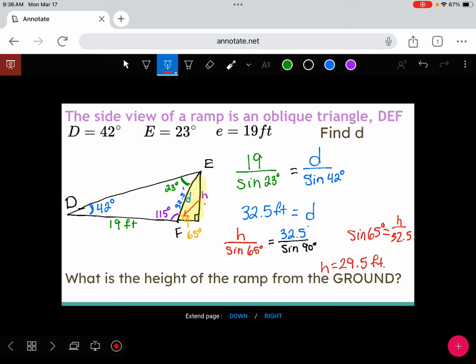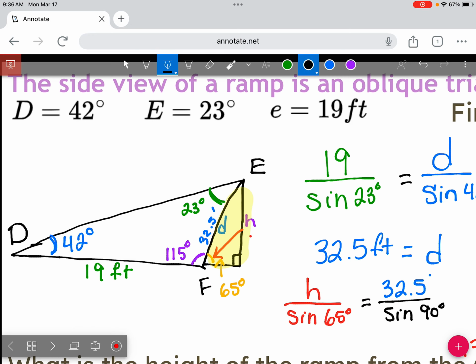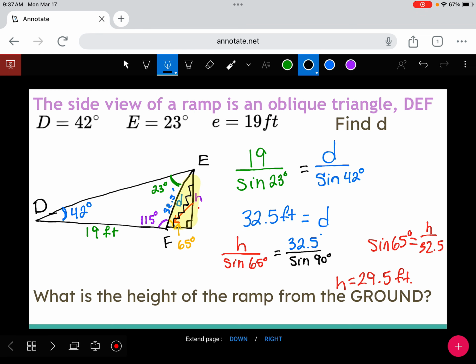That is how high this ramp is. What this is, if we had a staircase here, they couldn't actually take the ramp down straight at 90. They had to put it propped on stuff, and they're trying to figure out the whole thing on length and how high up they're going.